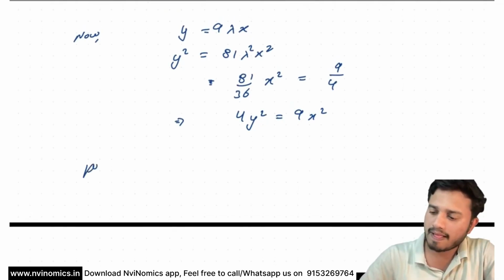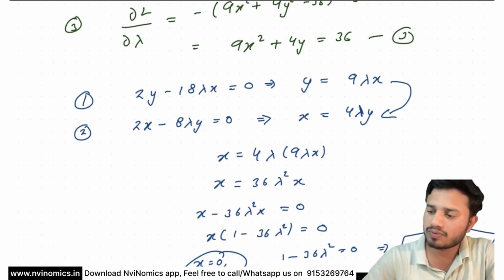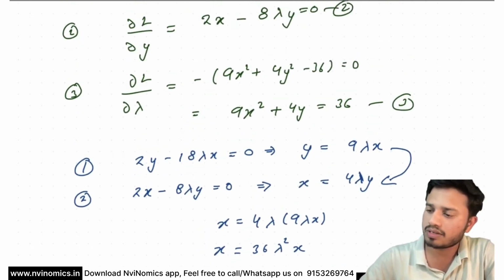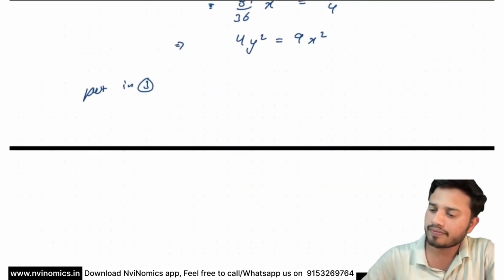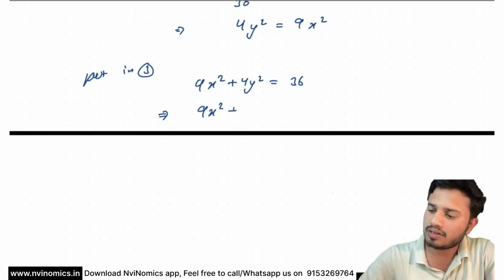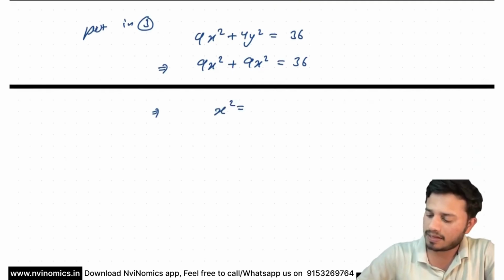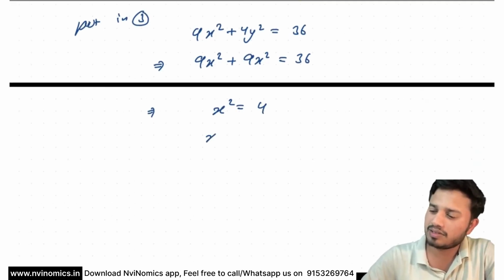Put in equation 3. What was equation 3? 9x square plus 4y square equals to 36. Okay, and you will get 9x square plus 9x square equals to 36. That will give x square equals to 2, so x will be plus minus root 2.